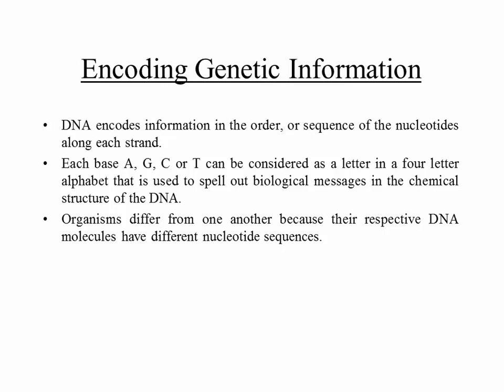Now, DNA encodes information in the order, or sequence, of the nucleotides along each strand. Each base, A, G, C, or T, can be considered as a letter in a 4-letter alphabet that is used to spell out biological messages in the chemical structure of the DNA. Organisms differ from one another because their respective DNA molecules have different nucleotide sequences.